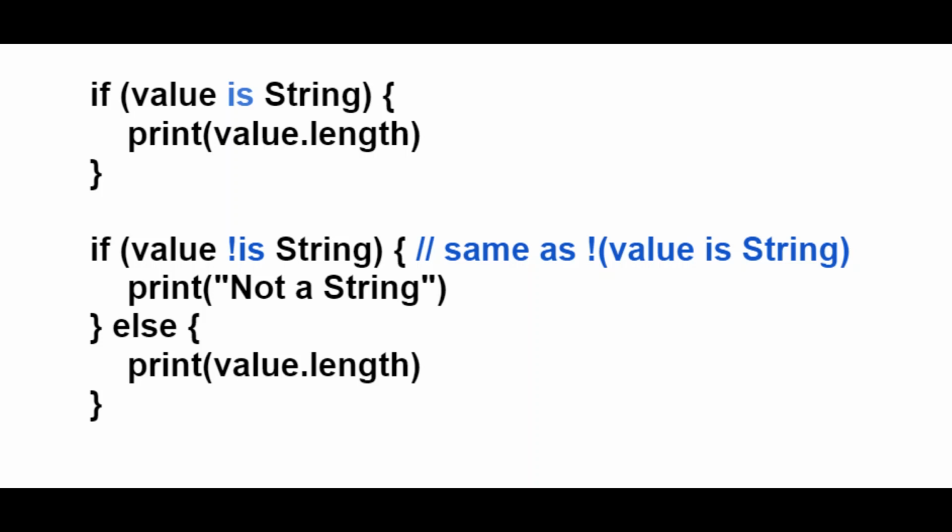I have written: if value is String, then print value.length. If the variable value is of String type, then we will print the length of the value. We can see another example with negated is: if the value is not String, then print "not a string", else print value.length.